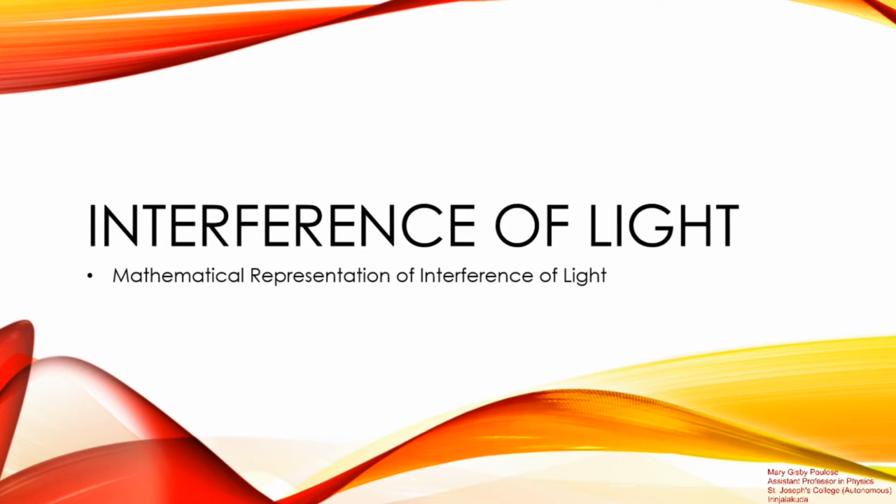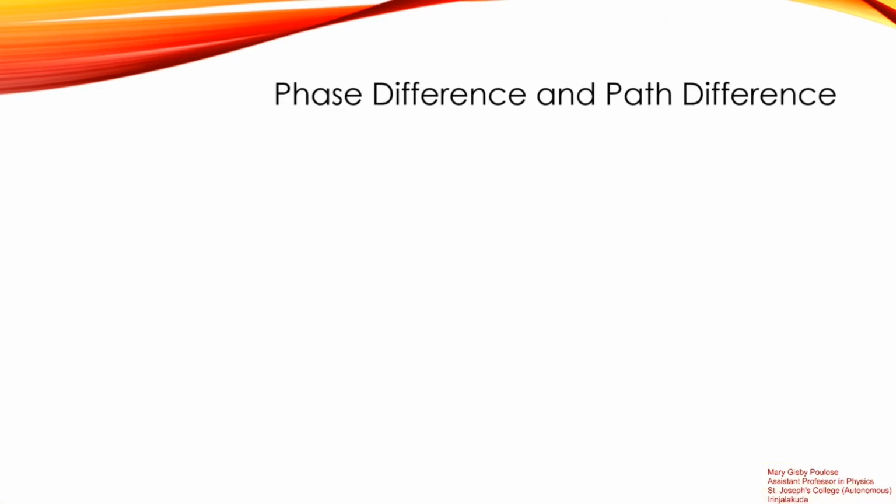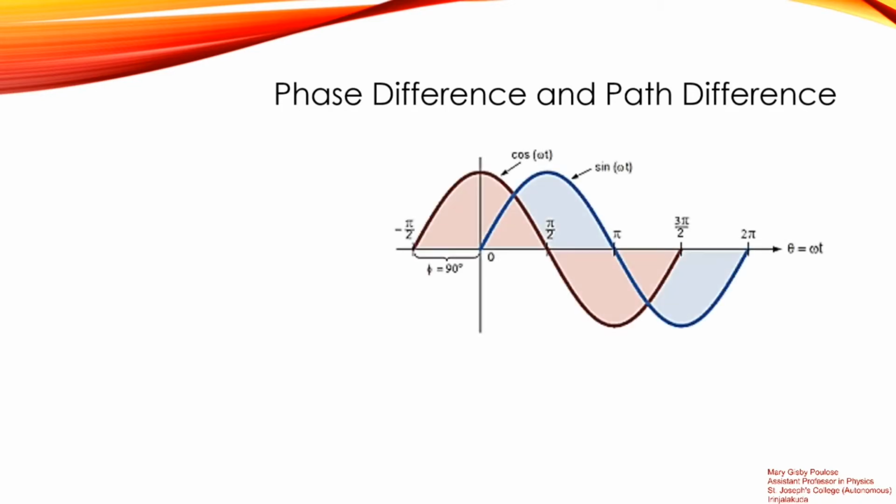Now, in interference of light, we should consider the simplest case, the superposition of two waves. So here we are going to see what happens when two light waves are allowed to superimpose upon each other. Now first, let us see what we mean by the phase difference in a wave and the path difference in a wave. Here we have two waves.